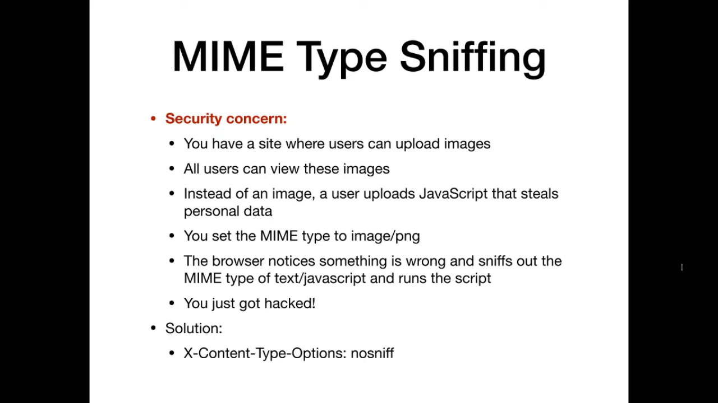So they upload JavaScript instead of an image. You send that image to all users with the MIME type image/png. The browser says, this ain't an image, this is JavaScript. I'm going to run it as JavaScript because it's obviously JavaScript, since the sniffing algorithm figures that out. Now you've got that JavaScript running on every user's page. Now you have an attack, you've just been hacked. Not even you as the developer, but all of your users just got hacked, which is way worse. All of your users' personal information can be compromised.